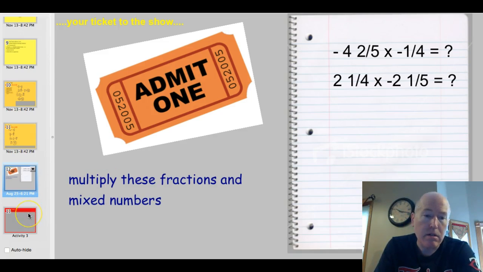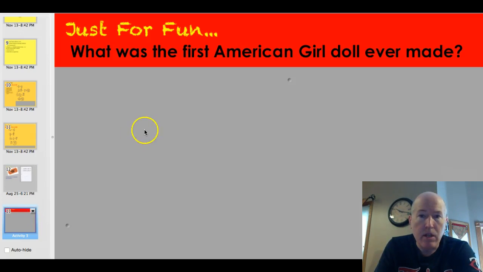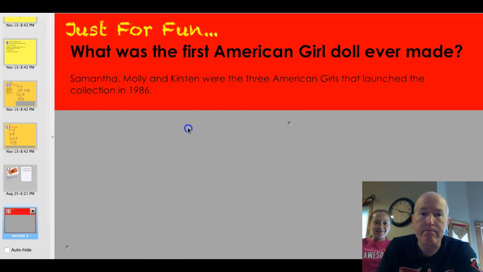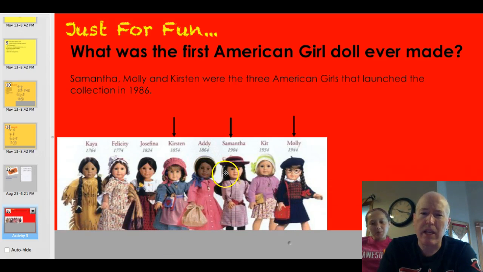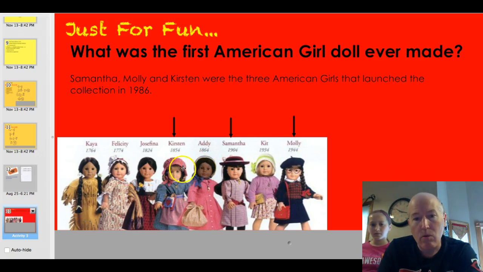All right, bring in my guest speaker here, Tara. Tara, who was the first American Girl doll ever made? It was Samantha, Molly, and Kirsten, and they were made in 1986. Right, so here's a bunch of the dolls. I actually couldn't find a picture of just the 3 of them, but Kirsten was supposedly born in 1854, that looks like. Mm-hmm. 1904 was Samantha and Molly in 1944. I would have guessed the names were reversed. I would have thought Molly might have been the oldest. Kirsten doesn't sound like a name from 1854.